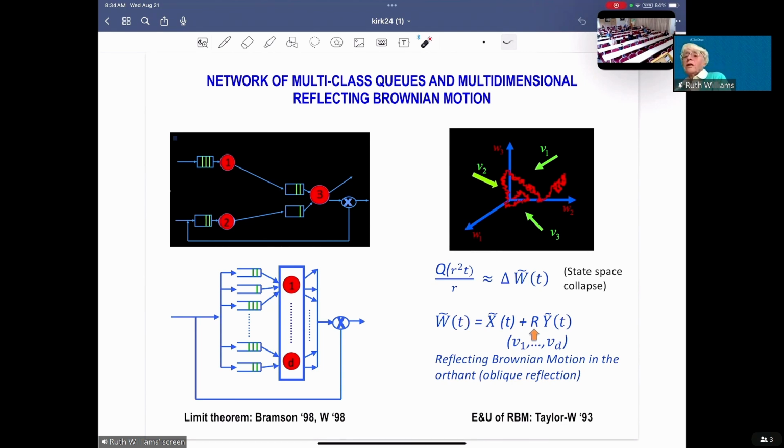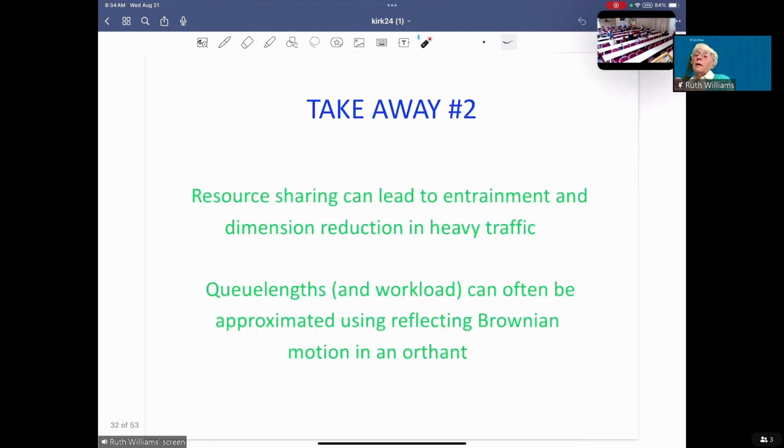So I won't go into how this state space collapse or dimension reduction and convergence to reflecting Brownian motion are proved here for multi-class queueing networks. What I would like to do is to talk about an example of this generalizing to stochastic processing networks.